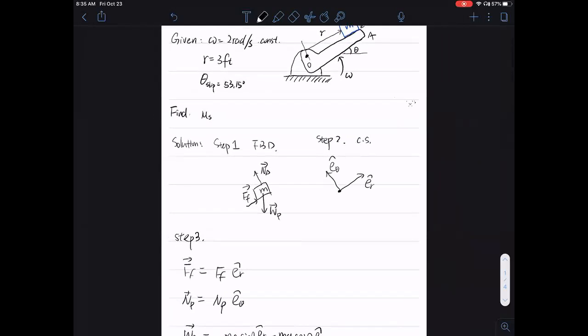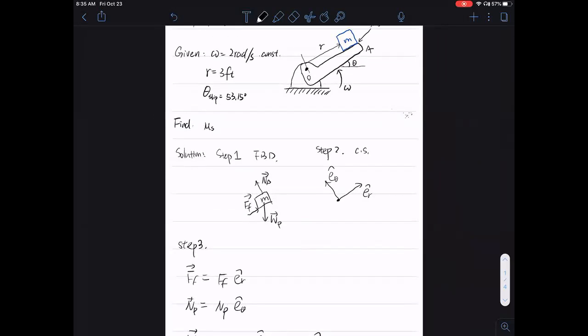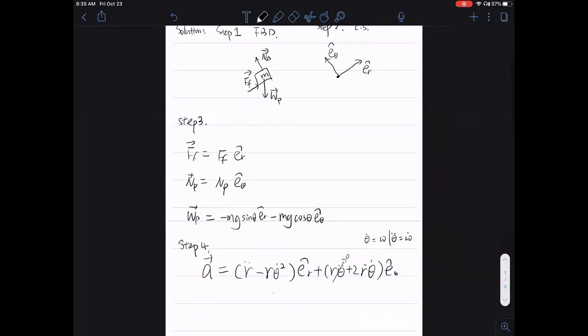Omega equals 2 radians per second, constant. And also, since block P is not moving along the arm, the distance from O to P is fixed, it's r. So r dot is 0, and r double dot is also 0. That tells you your acceleration is left with just a equals negative r times omega squared e_r hat plus 0 e_theta hat.